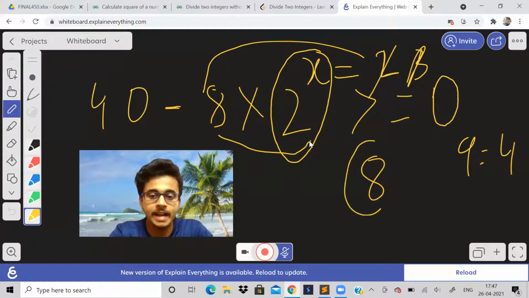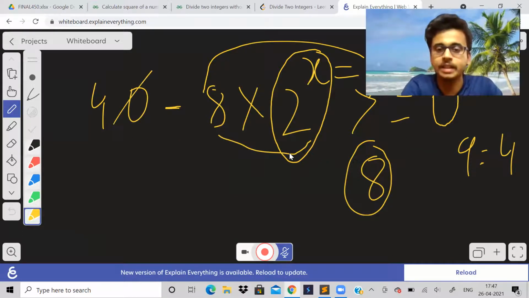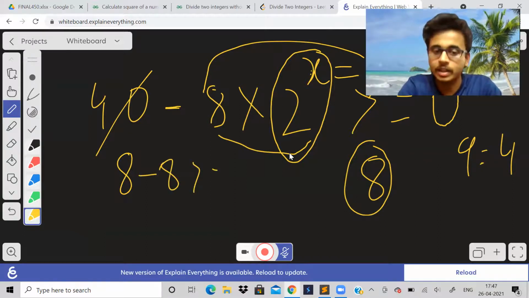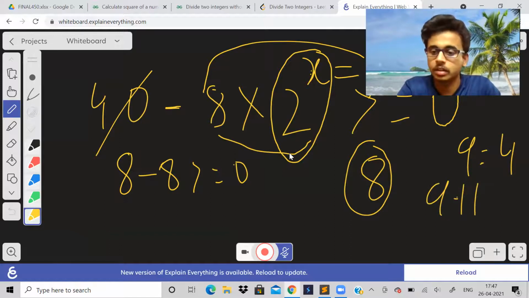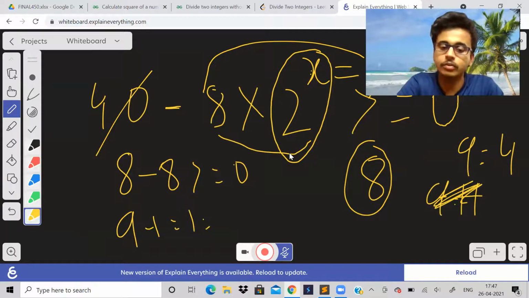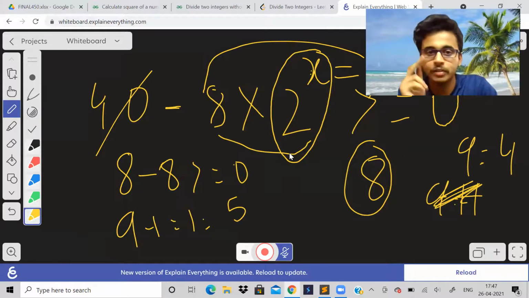But the remaining is 8. And if we apply the same method, instead of 40, we bring 8 here, then this x will become what? X will become 0. 8 minus 8 is greater than or equal to 0. So 2 power 0 is 1. So quotient plus 1, which is equal to 4 plus 1, 5. So 40 by 8 is 5.